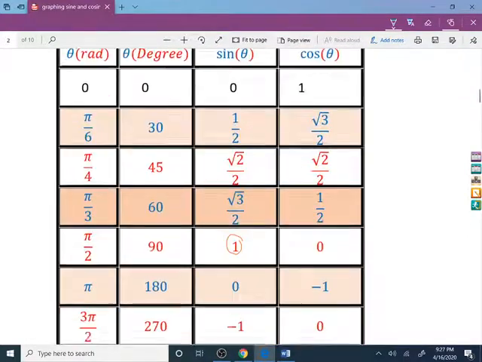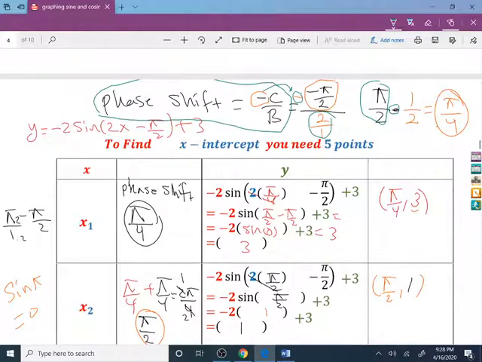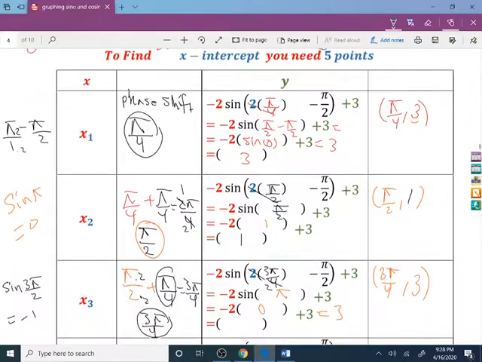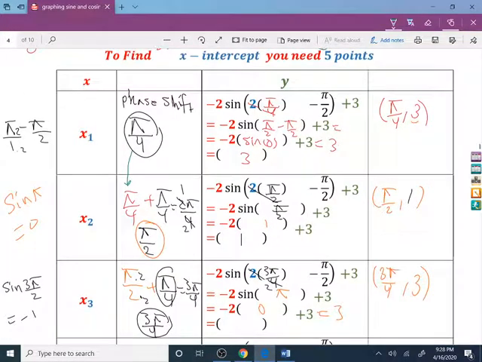Go back to the table every time you want, and then you're going to memorize it. Then negative 2 times 0 is 0, plus 3 is 3. Then the first point is pi over 4 and 3. Look here, pi over 4 comes here, and you add pi over 4 every time. Pi over 4 plus pi over 4 is 2 pi over 4, which is pi over 2.